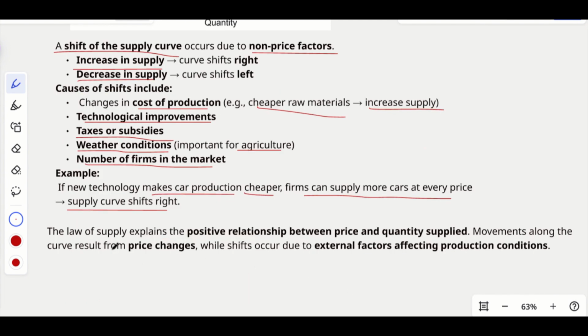So basically, the law of supply explains the positive relationship between price and quantity supplied. Movements along the curve result from price change, while shifts occur due to external factors affecting the production. Whether it is demand or supply, the price will only make movements along the same supply or demand curve, and only the external factors other than the price can shift the curves. So always keep that in mind. Okay. So this is also a very easy question. You can easily score the 10th.